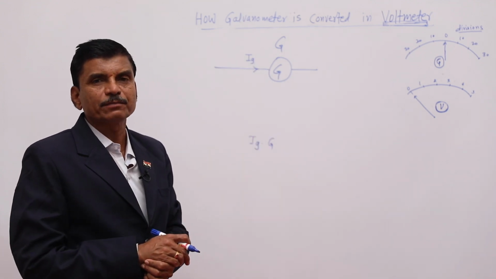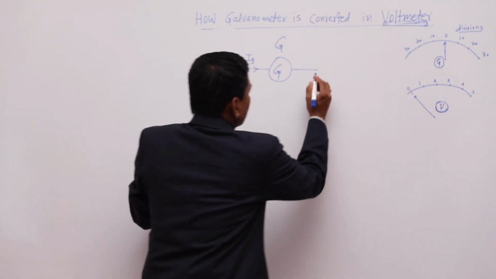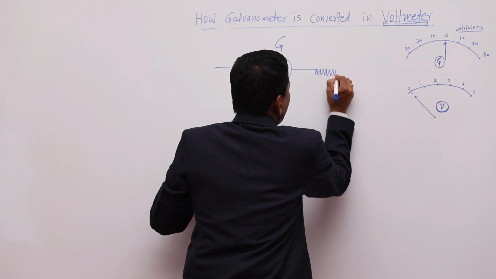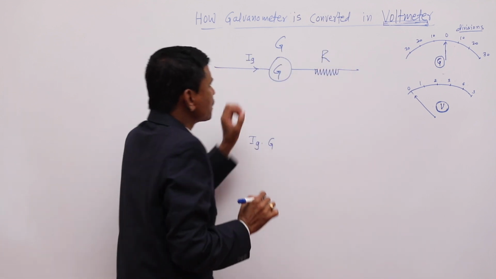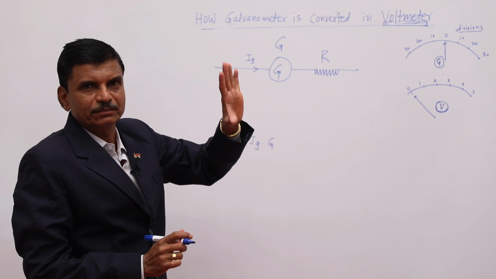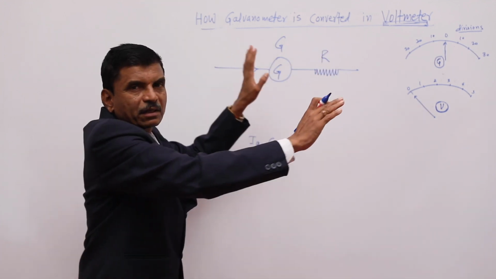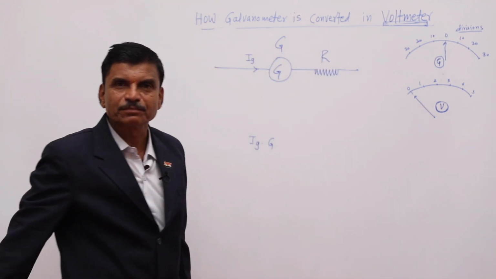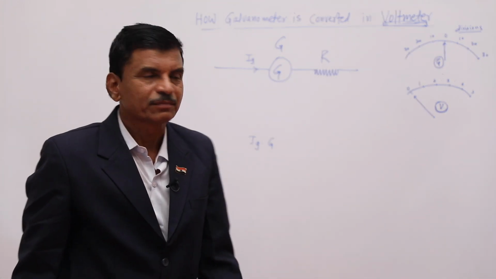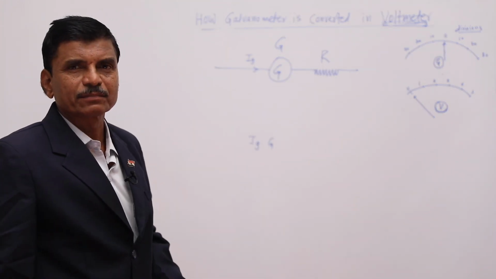What is the modification? See here. A large resistance R is connected in series with the galvanometer. And that is our ammeter. And that is our voltmeter. Do you get this? This is our voltmeter.